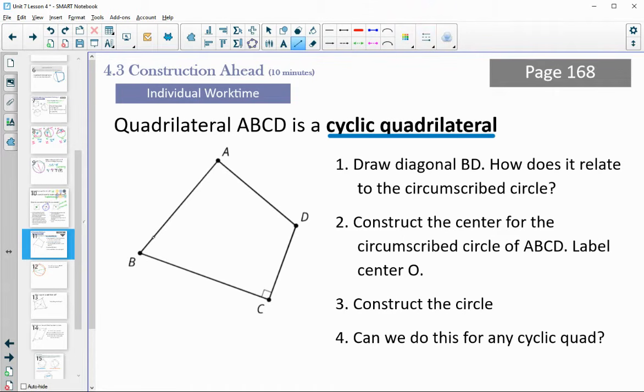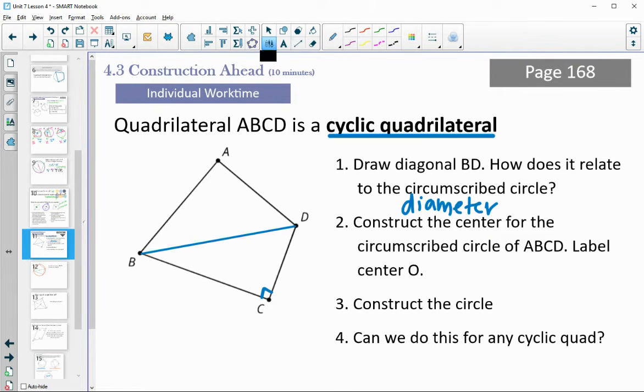All right, so we're going to draw in diagonal BD here. And what do we know about that segment in regards to the circle that we're trying to draw right now? Hopefully we realize that BD is the diameter. And why is it the diameter? It has to be a diameter since this is a 90-degree angle. And remember, in a cyclic quadrilateral, all the vertices will touch the edge of the circle. So this is going to be an inscribed angle, so it is going to open up to a 180-degree arc, which will force BD to be our diameter.